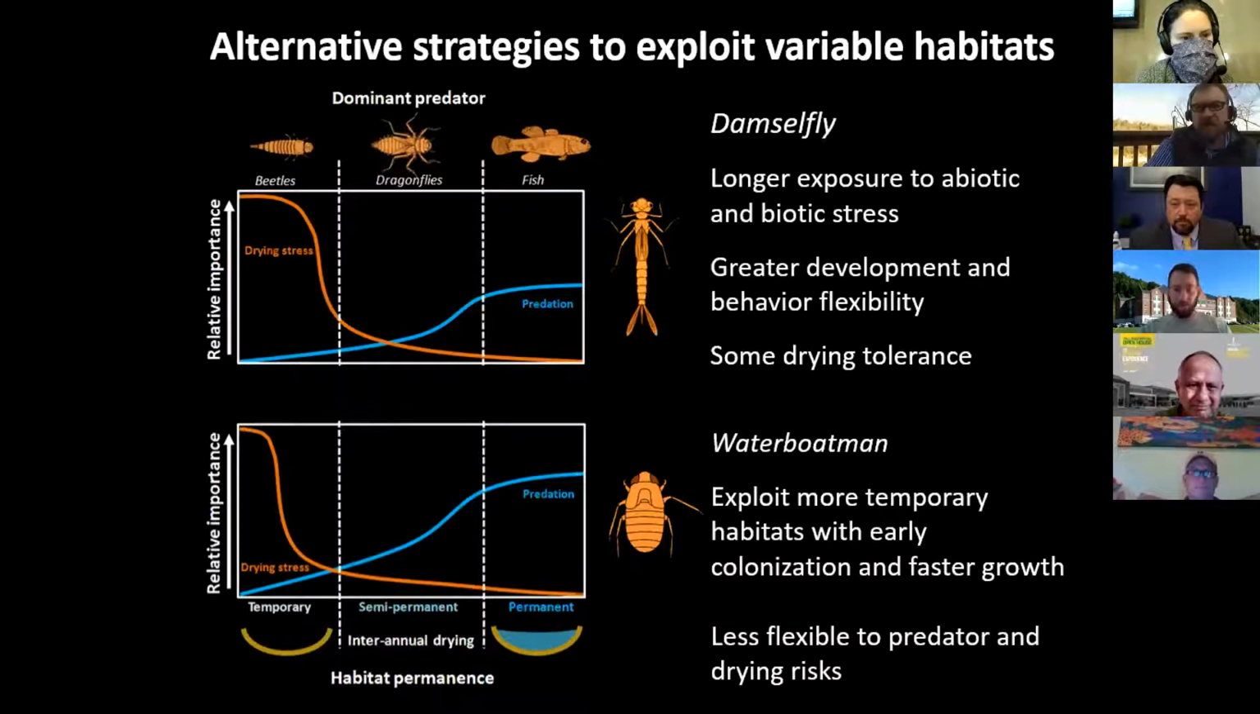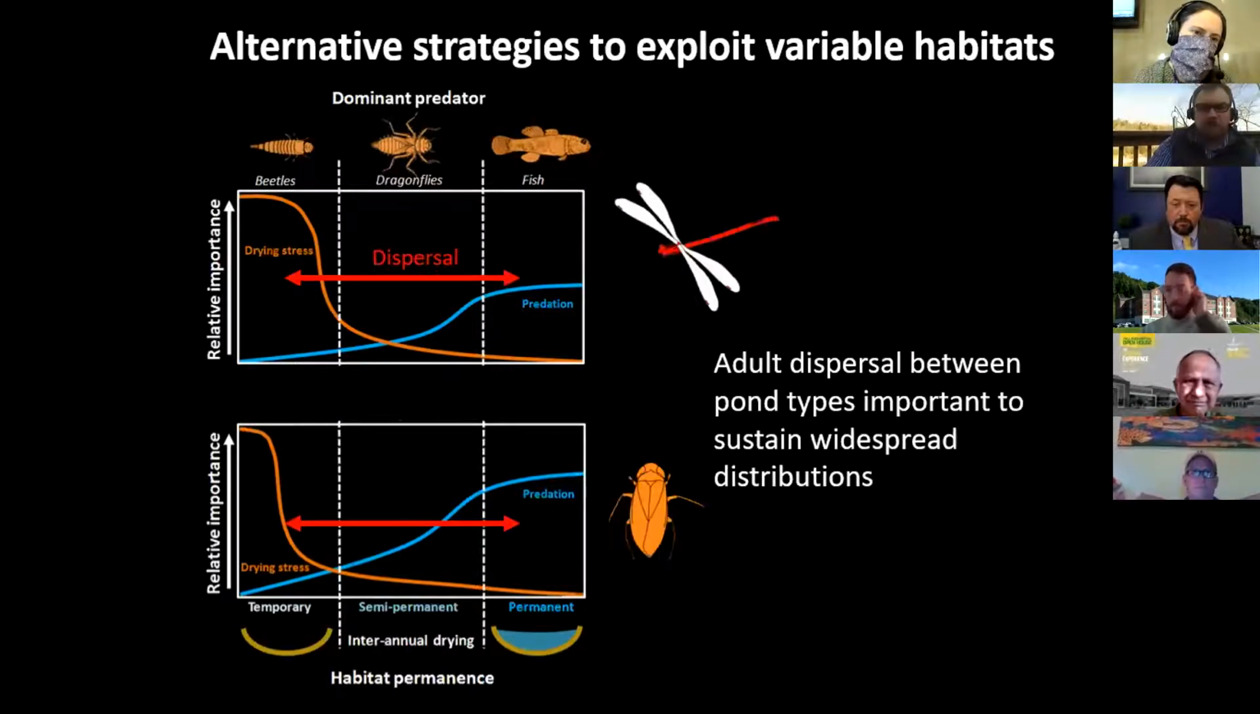But if there was a permanent habitat that didn't have good vegetation or nice slopes where they could hide from fish, they could actually be excluded from more of the permanent habitats due to their less flexible behaviors to avoid predators. And I also see how this kind of adult dispersal between the different pond types might be important to sustain the distributions of these species.